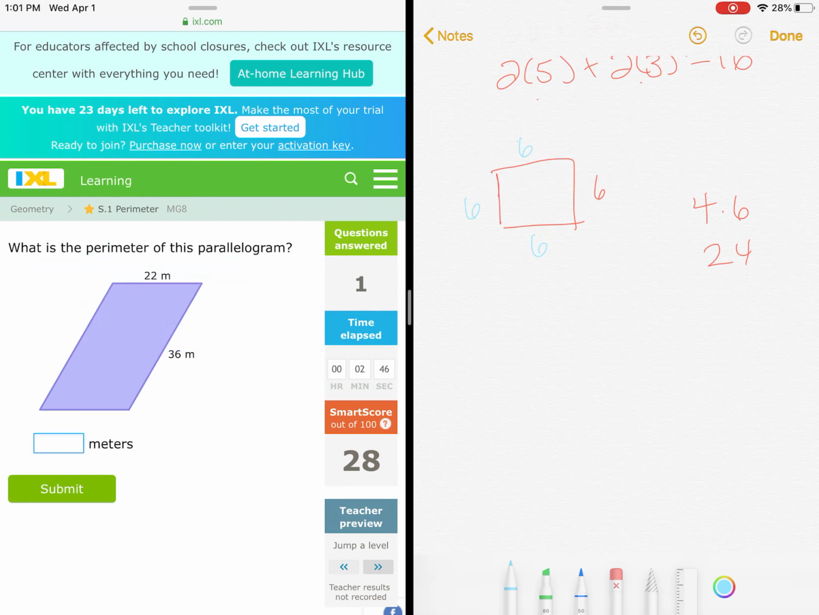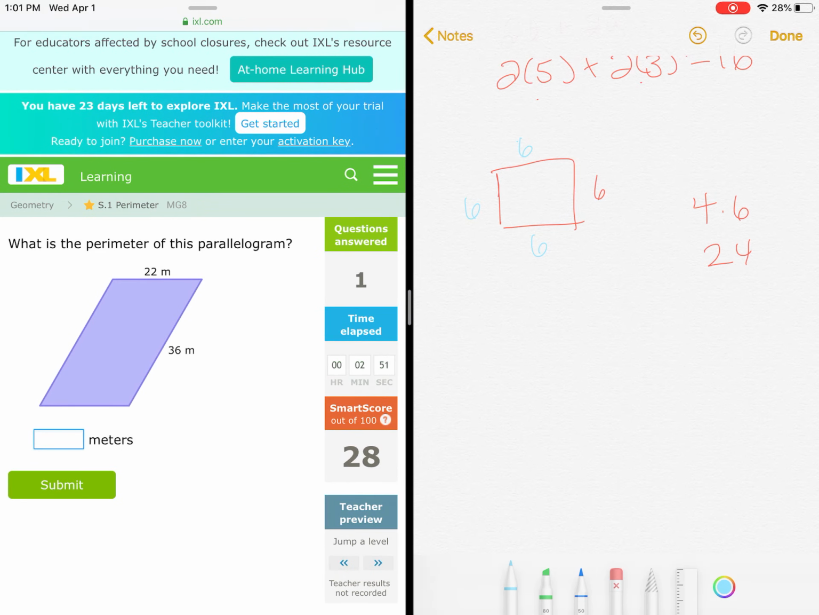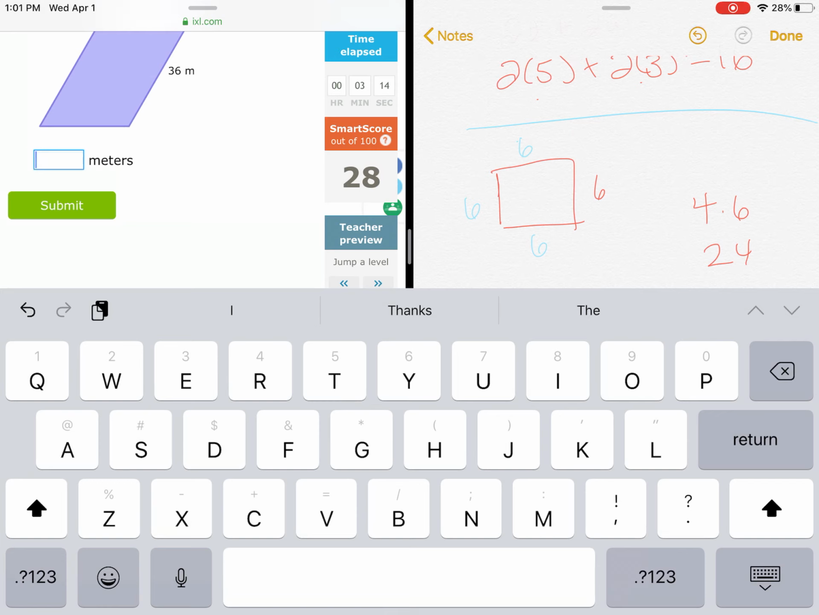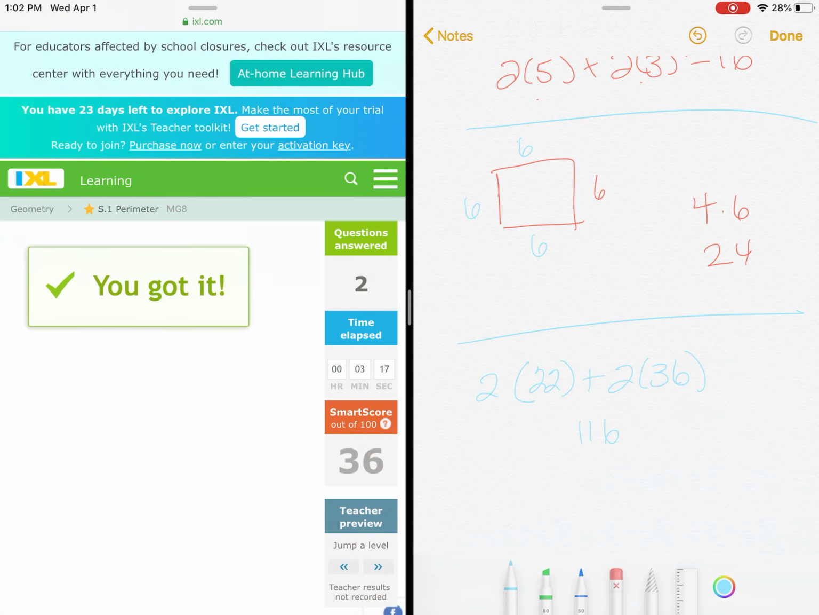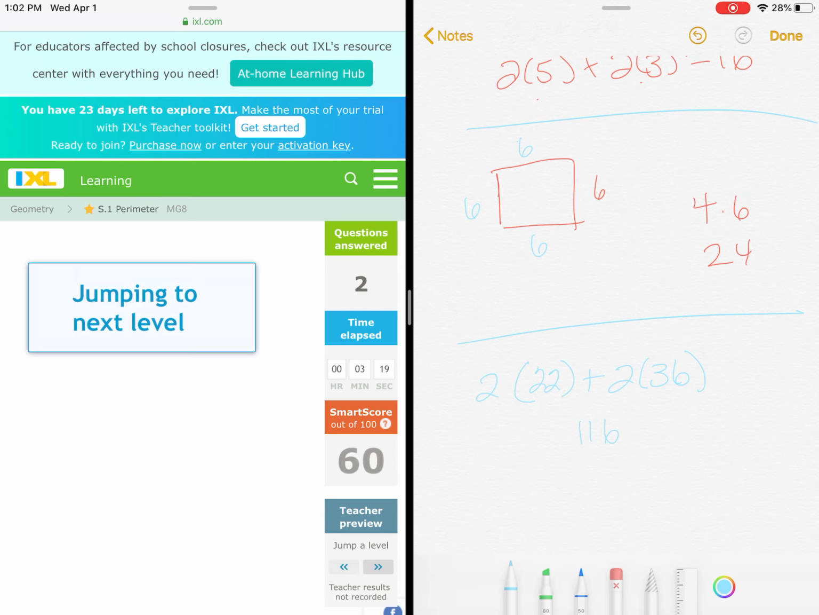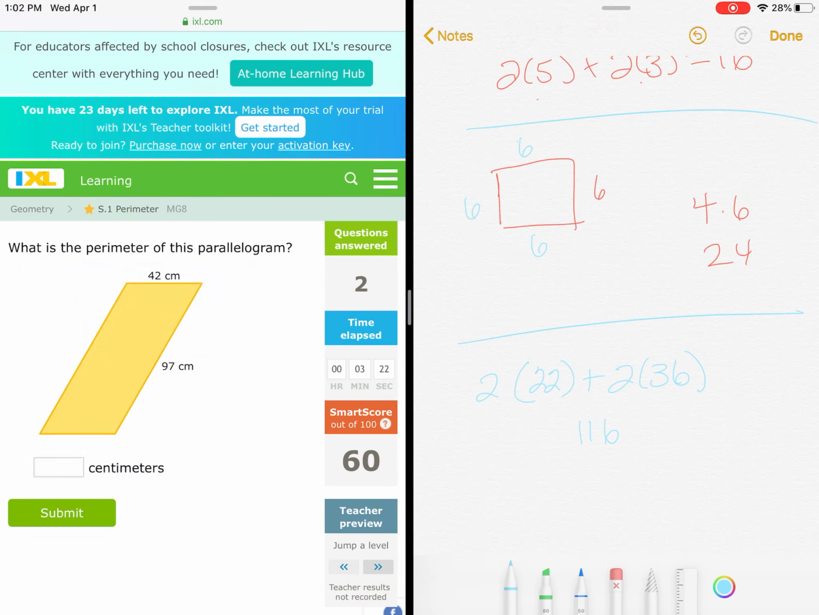All right, let's look at some other ones. Parallelogram, again, remember your properties of parallelograms, opposite sides are equal. So you can work them the same way that you do a rectangle. You have 2 of the 22s and 2 of the 36s. And let's see what that would be. So it'd be 116. All right. Let's look at some more. Another parallelogram.